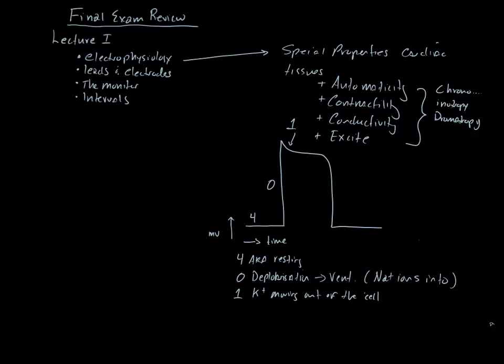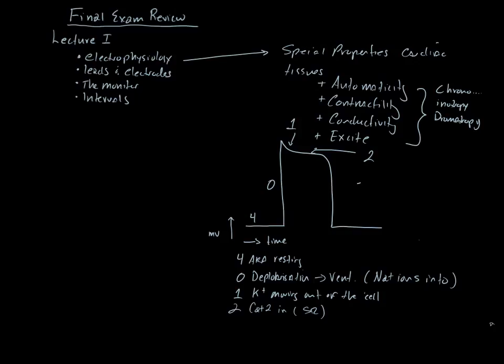And then I have the plateau here, which is known as phase 2. And why does it plateau off? Calcium. So calcium moves in, or you could also say that it moves out of the sarcoplasmic reticulum to initiate contraction, right? And that offsets the potassium leaving.